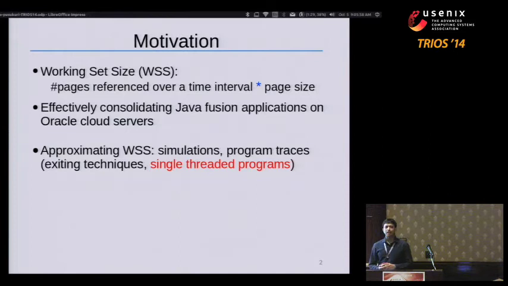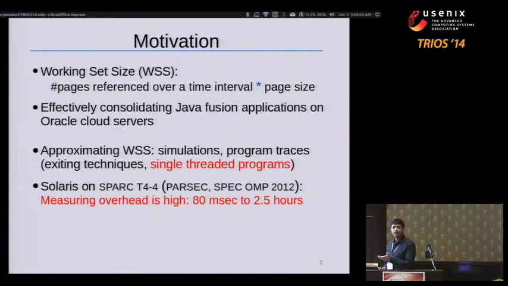However, most of the techniques are evaluated for single-threaded programs on machines with a very small number of cores. And also, we can accurately measure the working set size of a multi-thread program on SPARC running Solaris, as Solaris provides this information through the proc file system. However, it's very expensive. For example, we measured the working set size of 20 multi-thread programs from PARSEC and SPEC OMP benchmark suites, and the overhead is very high, ranging from 80 milliseconds to 2.5 hours, just to compute the working set size of multi-thread programs.